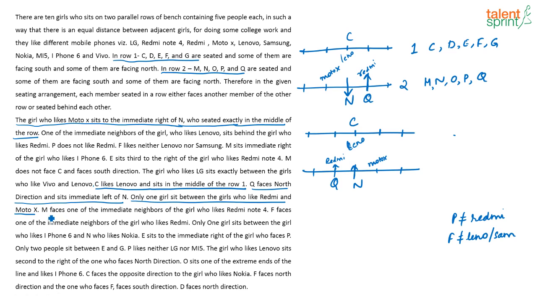M faces one of the immediate neighbors of the girl who likes Redmi Note 4. Again, I don't know where to place that. F faces one of the immediate neighbors of the girl who likes Redmi.